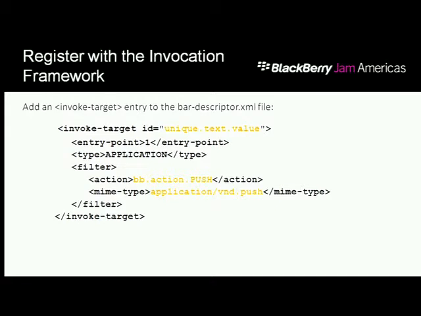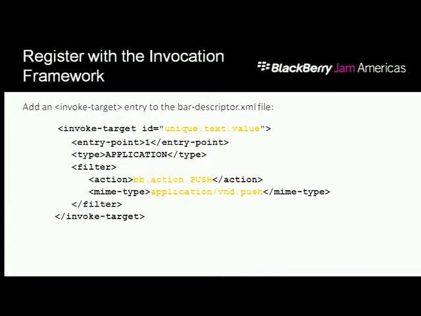The type is application. You just have to put these in right now. Once there's more values, it might be something else you can put in there. But for now, just put application. And then in filter, we're going to actually filter the types of actions we're going to handle, as well as the MIME type of the data that we're going to handle. So in this case, the action is bb.action.push. This value has to be set. This is just the default value for any pushes coming into the device. And then the MIME type defined for a push is application/vnd.push. That's the MIME type that's going to be coming in when it arrives to the device.